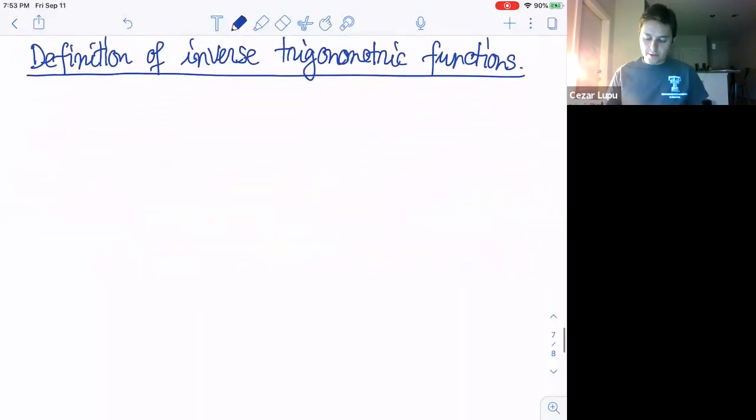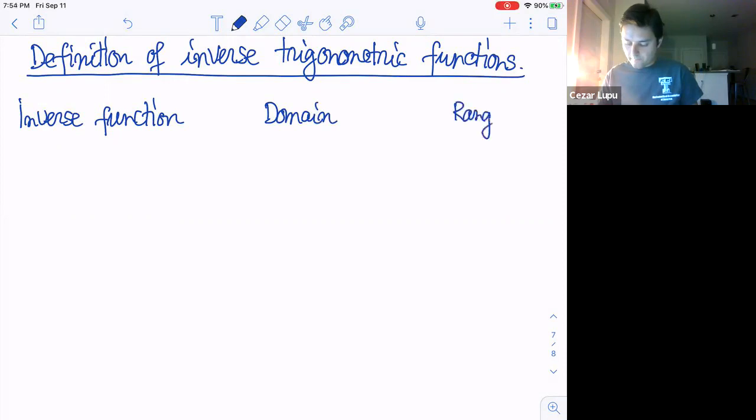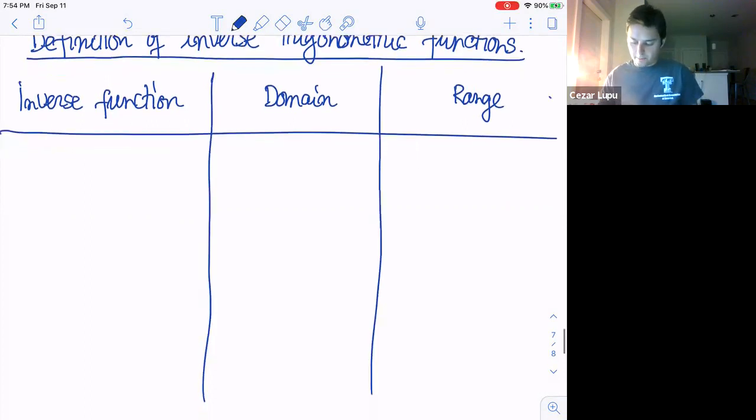We're going to draw the following chart. So let's put here inverse function. Let's put here the domain of the definition. And here we'll put the range. All right. So we're going to draw this chart.